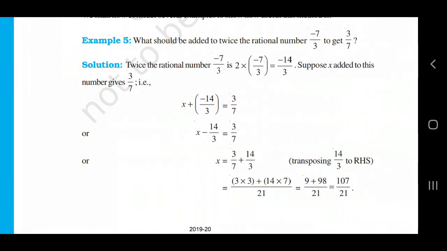The first problem is: what should be added to twice the rational number minus 7 by 3 to get 3 by 7? That is, we have to find a number such that when we add that number to twice the rational number minus 7 by 3, we will get 3 by 7. Yes, dear children, how can we get the answer?